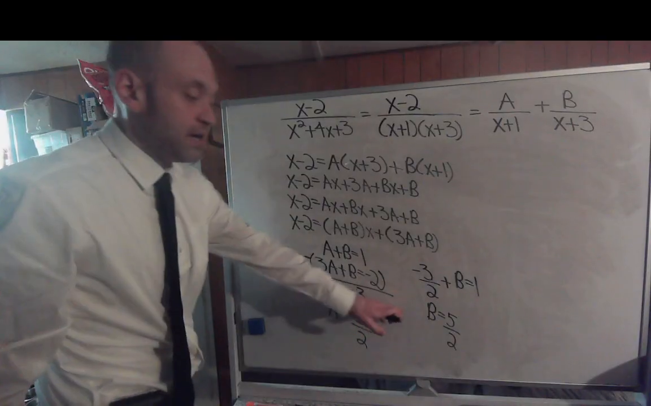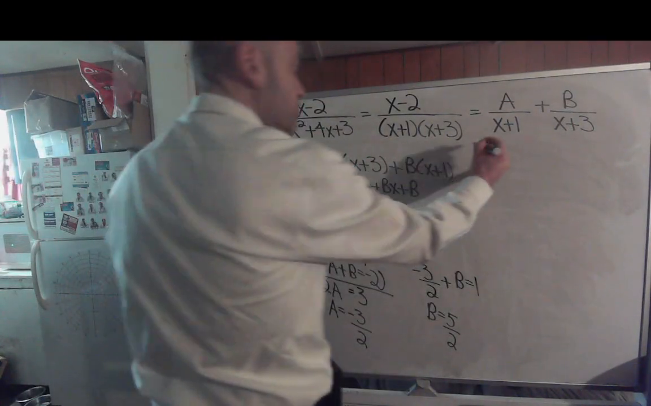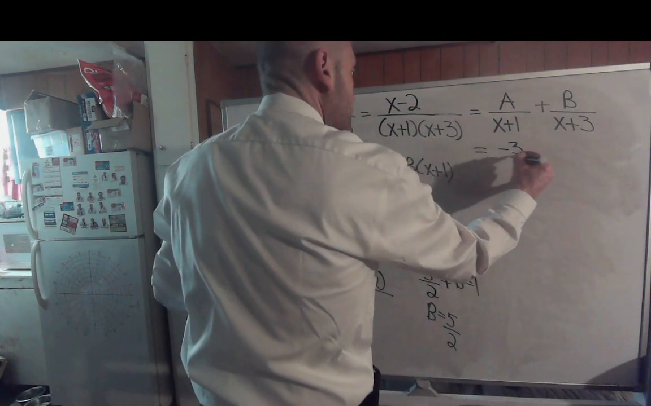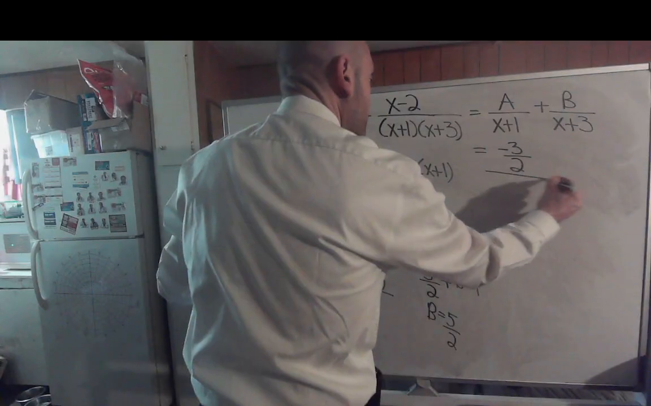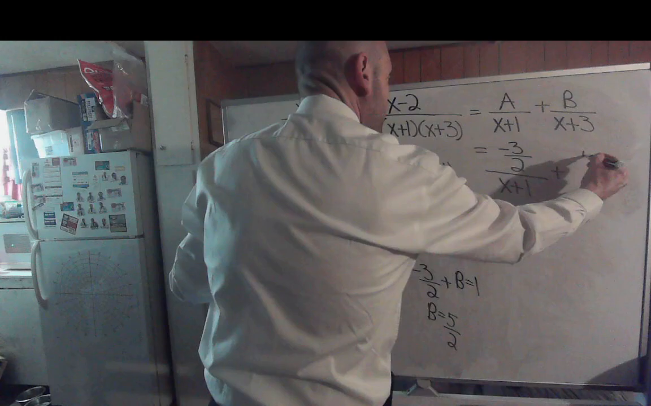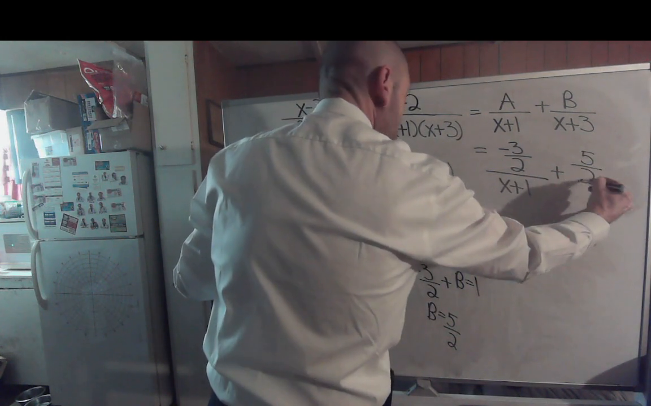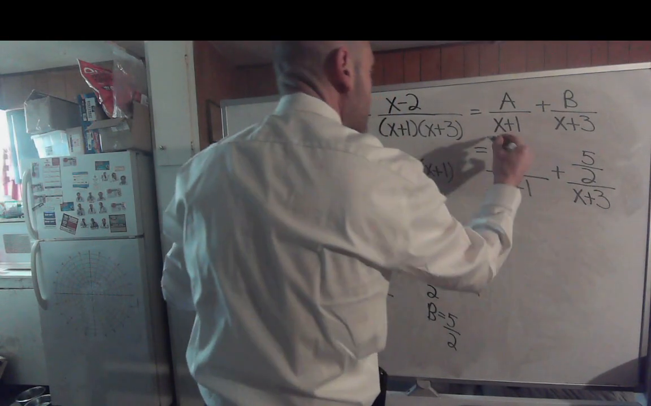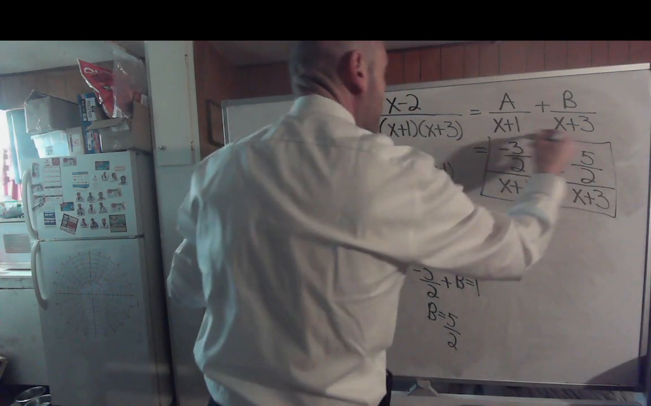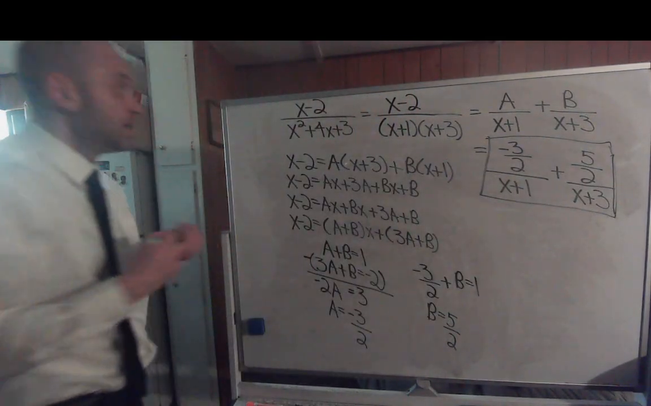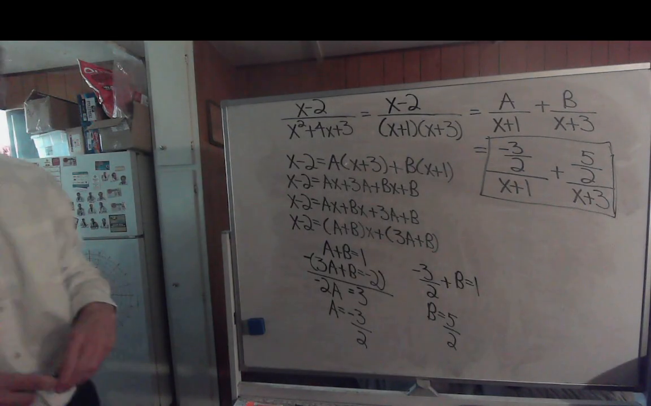Now we found A and B, we have just found our partial fraction decomposition. So that's going to be negative 3/2 all over x plus 1 plus 5/2 all over x plus 3. And there you have your partial fraction decomposition for this particular fraction.